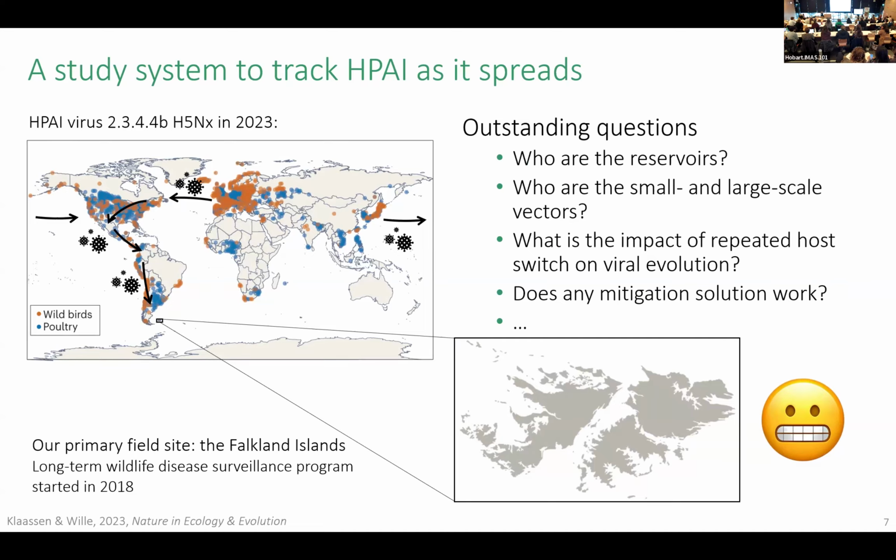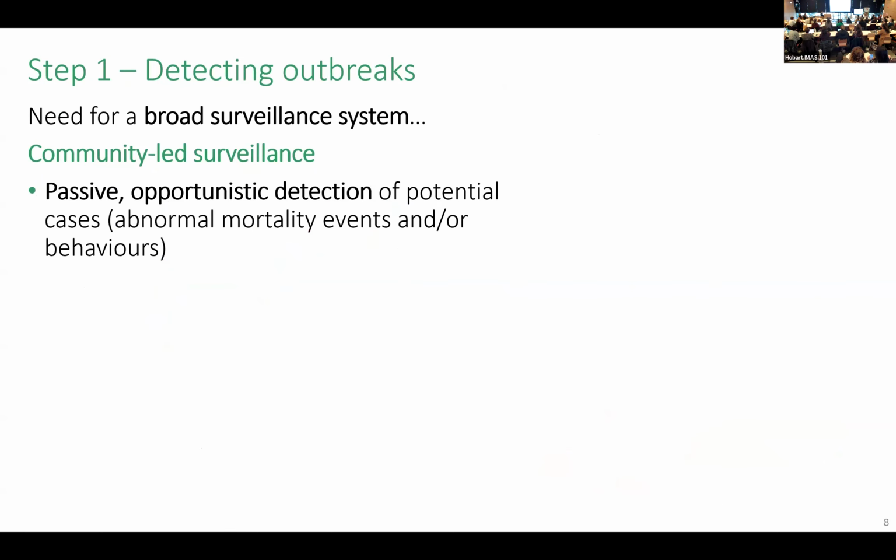What are the small and large scale vectors? Same, we have some ideas, but it's really hard to know for sure. What is the impact on the virus evolution of those repeated host switches between wildlife and poultry and birds and mammals? Is there any mitigation solution that works? And you can put lots of other questions.